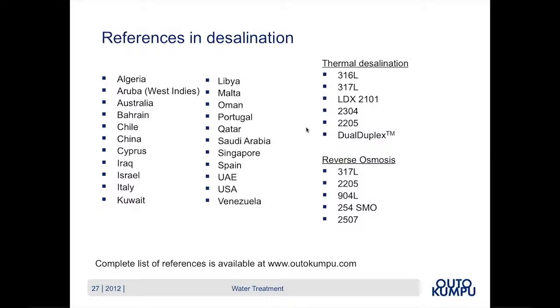Looking now at some references, you can see a long list of places around the world where we've been delivering a variety of stainless steel grades to desalination customers over the last 25 years or so. Those grades you see here have proven to be the most successful for our customers, and there are many more references as well as more detail about them on our homepage, outokumpu.com.